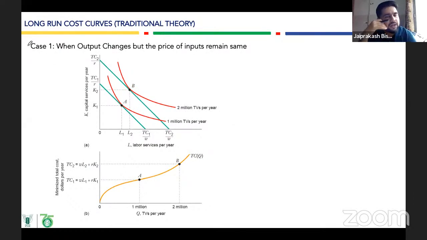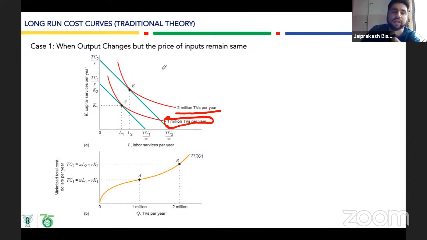Now there are different cases. If, when output changes, the price of input remains the same. If you assume one situation when the output changes but input price remains the same, you see here, this is your isoquant curve 1, producing 1 million TVs per year, and second is your isoquant 2, which is producing 2 million TVs per year.